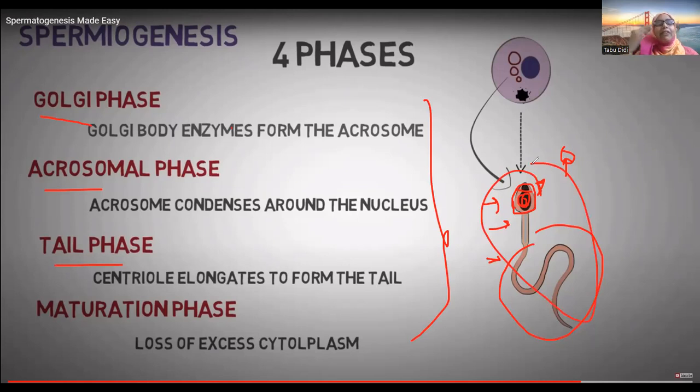Now it will have the property of moving, motility, mobility. Spermatids will not have it, spermatozoa will. So this developmental, maturation phase is necessary.